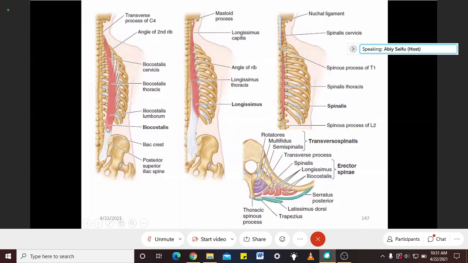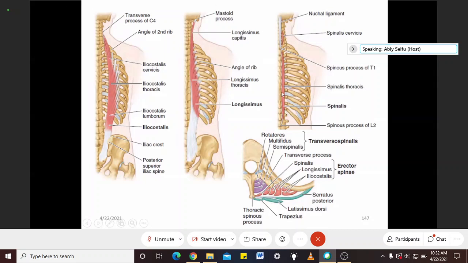This one is the iliocostalis muscle, which is more lateral, with the lumbarum part, the iliocostalis, and this one is the iliocervicis fibers. Whereas the middle, intermediate ones are the longissimus, which has the thoracic part, the cervicis, and also the capitis.